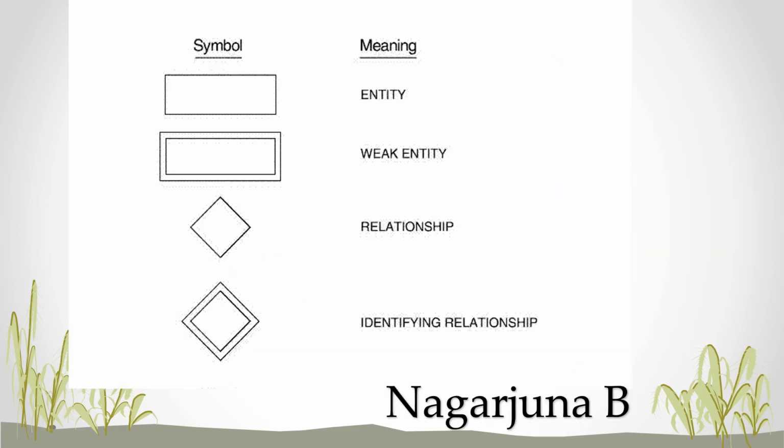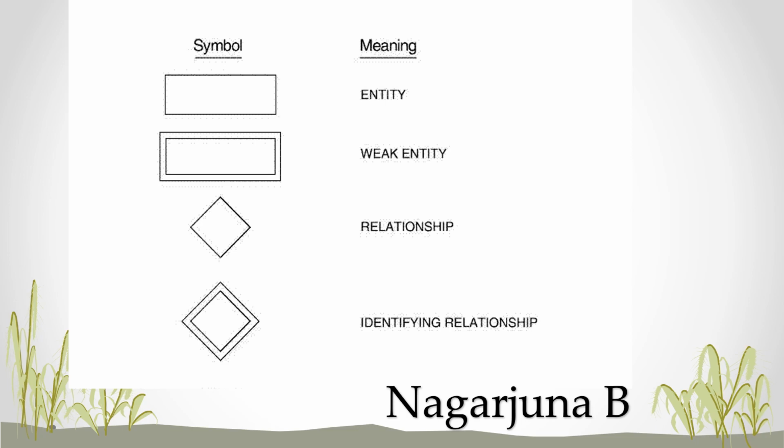First symbol is a rectangle symbol that we use for the purpose of representing an entity. Entity is nothing but the real world object which is present. For example, employee. Employee is an entity. How we are going to represent is within a rectangle we are going to write employee. Student is also an entity. Within a rectangle we need to write student. So that is how we are going to represent an entity.